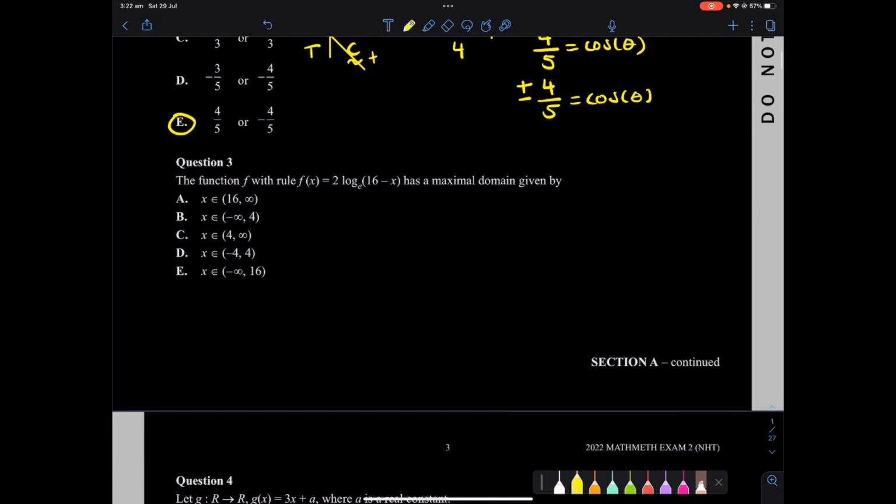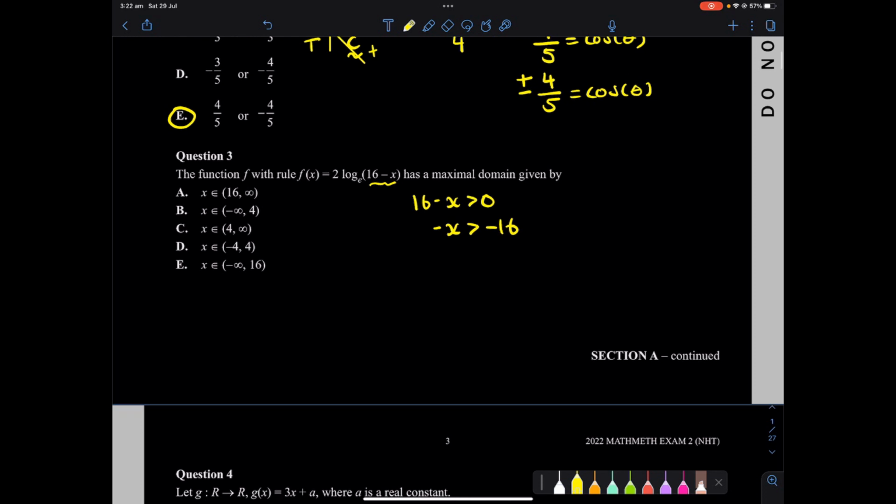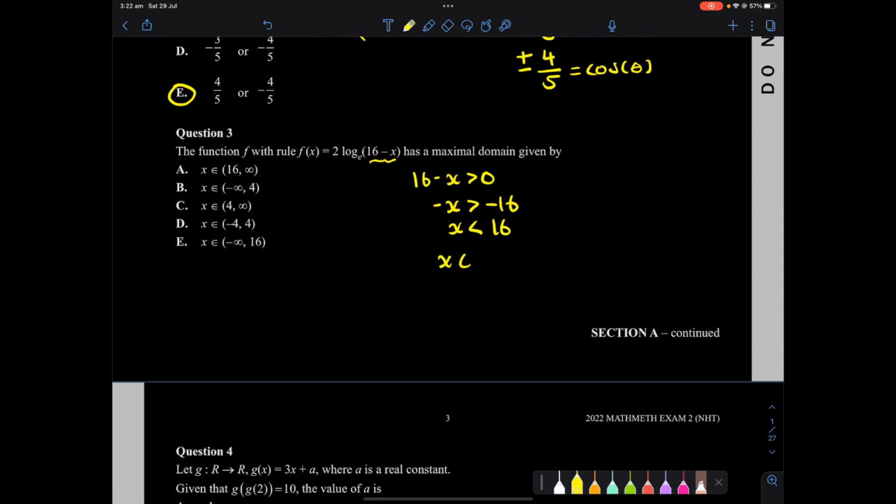Question 3: the function f with this rule has a maximal domain. For any log function, to find the maximal domain you look at the inside function and solve for x when it's greater than 0, which is -x greater than -16. Because we're dividing by a negative, the sign changes. So it'll be x is less than 16. So your domain would be x is an element from -infinity to 16, not included. So that would be E as your answer.